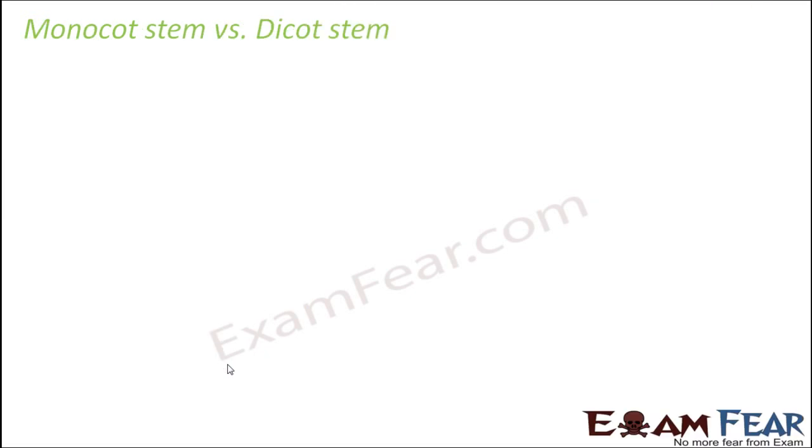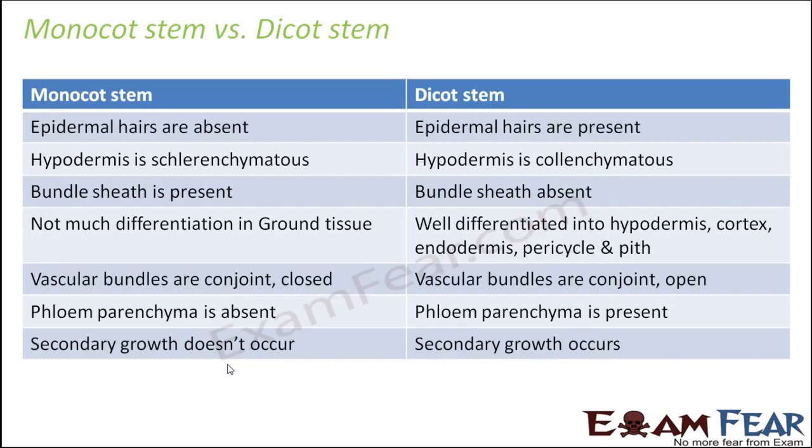Now that we have studied both the dicot stem and the monocot stem, let us have a quick comparison between them. In a monocot stem, epidermal hairs are absent. You do not have hair-like structures on the epidermis, whereas they are present in the dicot stem. Hypodermis is sclerenchymatous in the monocot stem, whereas it is collenchymatous in the dicot stem. Bundle sheath is present in the monocot stem, where the vascular bundles are just scattered all around, not in a specific pattern. Each bundle is surrounded by sclerenchyma tissue, which is called the bundle sheath. But bundle sheath is not present in the dicot stem.